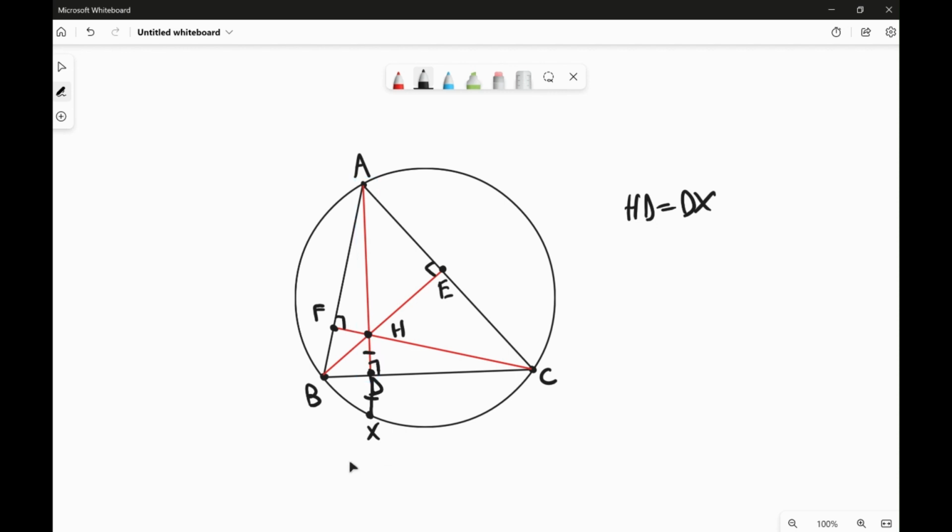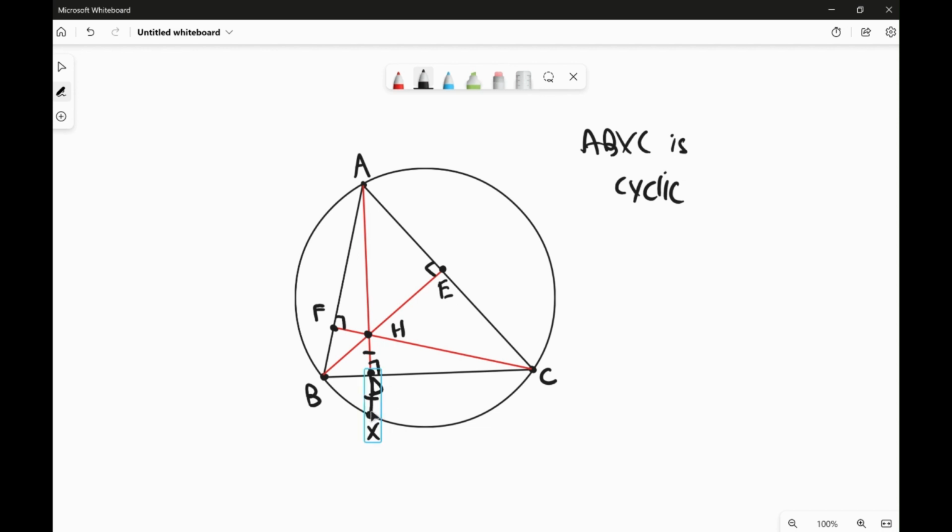Well, it clearly looks like in our diagram that X seems to lie on our circumcircle. Why would this be the case? One way to try showing this is that if X is a point such that HD equals DX, we want to show that ABXC is cyclic. So how could we do this? We want to try finding some very promising angles with X.